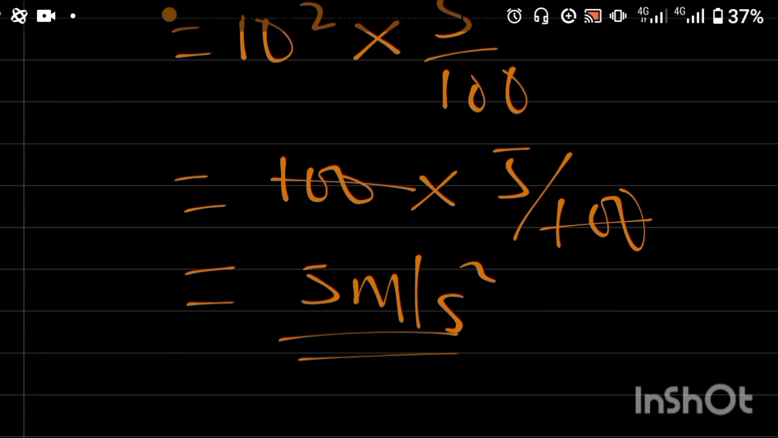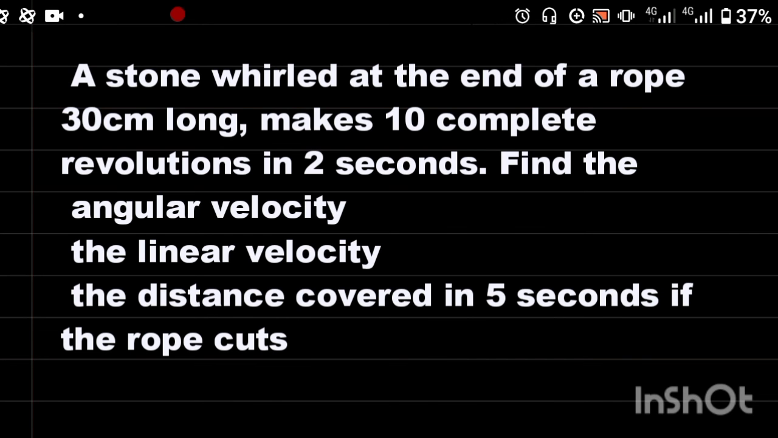Solve this question and put your answers in the comments. I am going to attend and reply why your answer is correct or wrong. A stone tied at the end of a rope 30 cm long makes 10 complete revolutions in 2 seconds. Find the angular velocity, the linear velocity, and the distance covered in 5 seconds if the rope cuts.